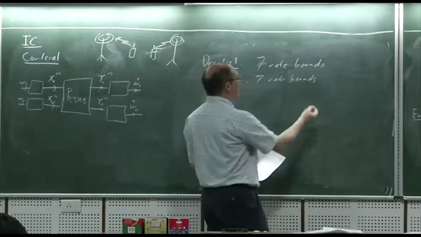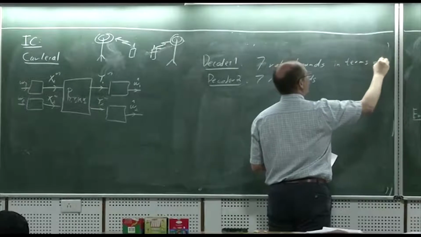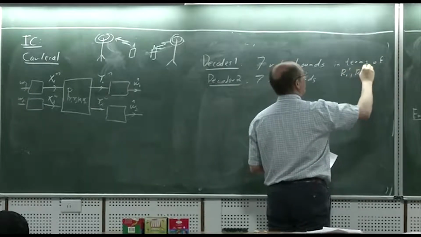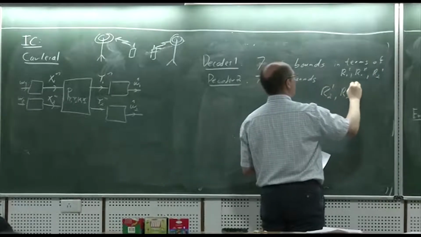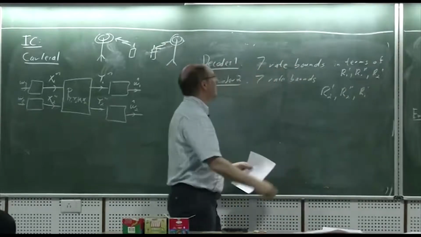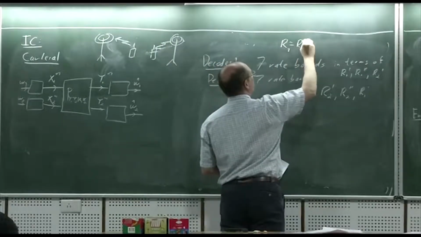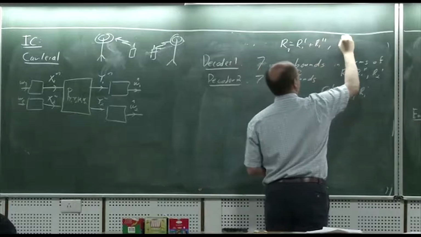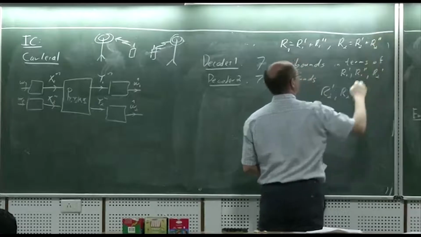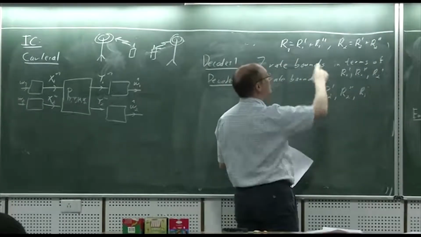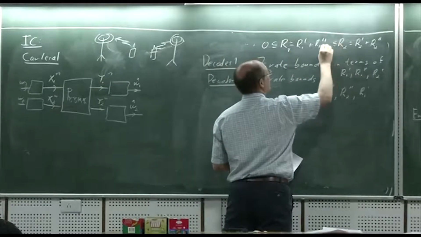Now, the thing is, the rate bounds are in terms of the subrates, right? R1 primed, R1 double primed, R2 primed, and these 7 rate bounds are in terms of R2 primed, R2 double primed, and R1 primed. And now what we want to do is say, well, we of course have R1 equals R1 primed plus R1 double primed, and R2 equals R2 primed plus R2 double primed. Now with these 14 inequalities and 2 equalities, and then of course we want the rates to be bigger than 0, so that's another set of inequalities.